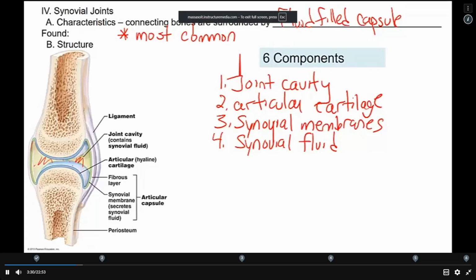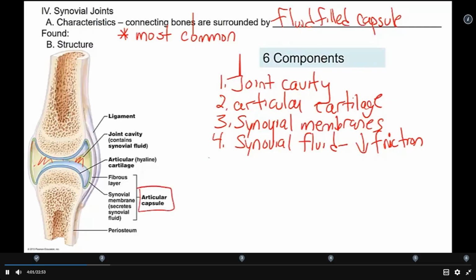However, when the joints are in motion, such as during exercise, the fluid heats up and becomes thinner and less viscous and becomes a very good lubricant. So one of the roles of synovial fluid is to reduce friction between the surfaces that are rubbing up against each other during movement. You'll notice that on the outside of the synovial membrane, you have a fibrous capsule, or it's called an articular capsule.